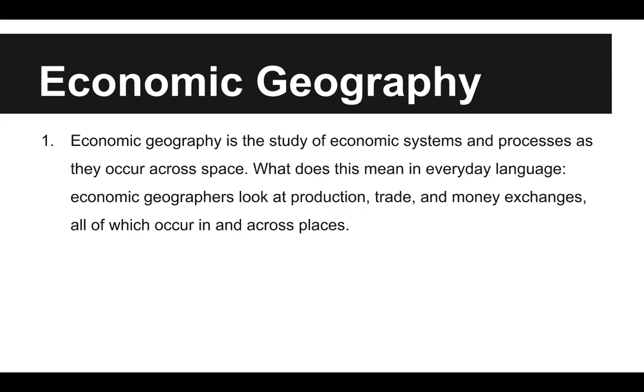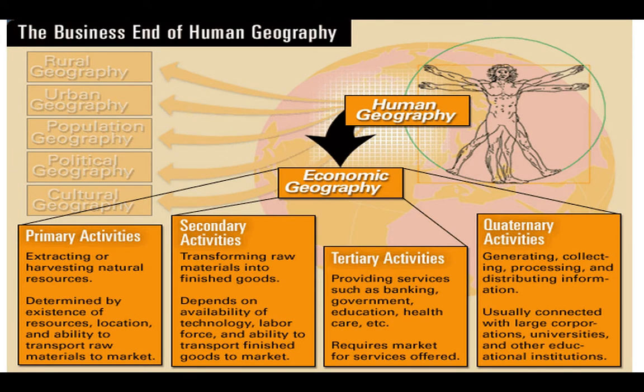Economic geography is the study of economic systems and processes as they occur across space. What does this mean in everyday language? Economic geographers look at production, trade, and money exchanges, all of which occur in and across places. One of the key things they look at are the differences between primary activities, secondary activities, tertiary activities, and quaternary activities. And they look at the how and the why societies evolved at the places where they did, the place on Earth.